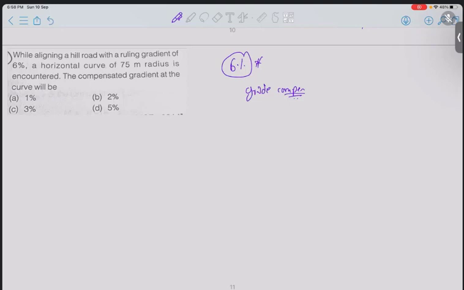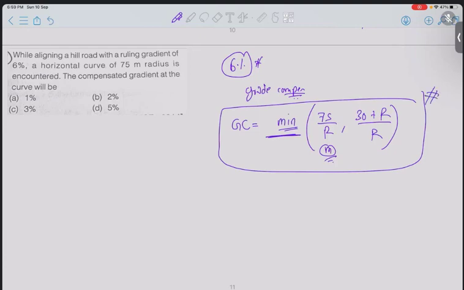So what is the formula for grade compensation? It is 75 by R or 30 plus R by R, where R is the radius in meters. Now what is it? Is it maximum or is it minimum? What do you guys think? Minimum. Correct. Very good. It is minimum. And even after this, we actually have to check something. So let's calculate and we'll do the checking after this.